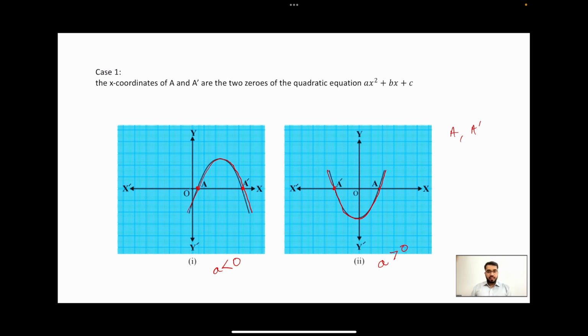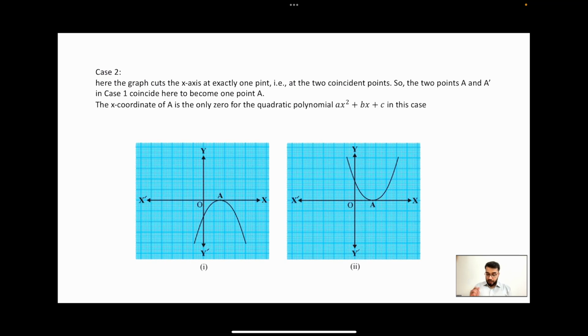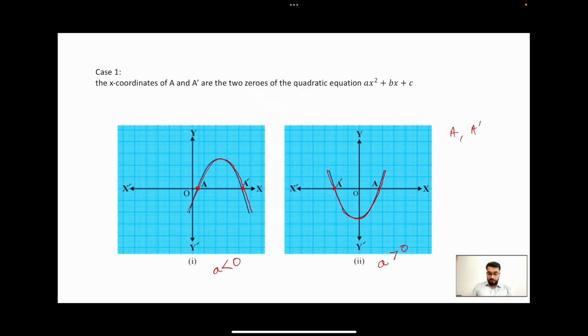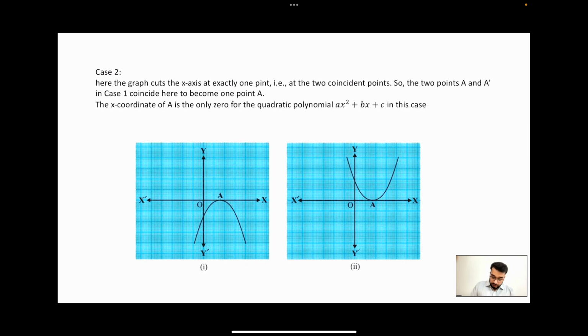So this is the basic case that you get in any quadratic polynomial. Now moving on, we have case 2. Here if you look closely, in our previous shape, the parabola touched the x-axis at 2 points. But here it only touches the x-axis at 1 point, that is a.